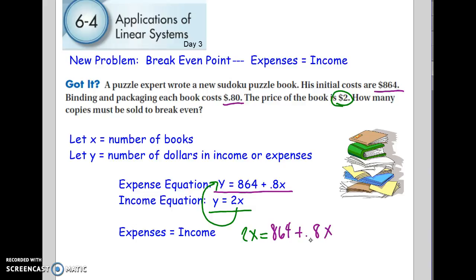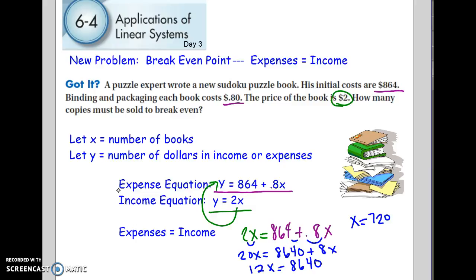So now we can solve it. I'm going to get rid of this decimal. So I'm going to move it over on every single one. So now I have 20x equals 8,640 plus 8x. Subtract 8x from here. So 12x equals 8,640. Divide by 12. And we get 720. So he has to sell 720 books to break even. So that would be your sentence. The puzzle expert must sell 720 books to break even.